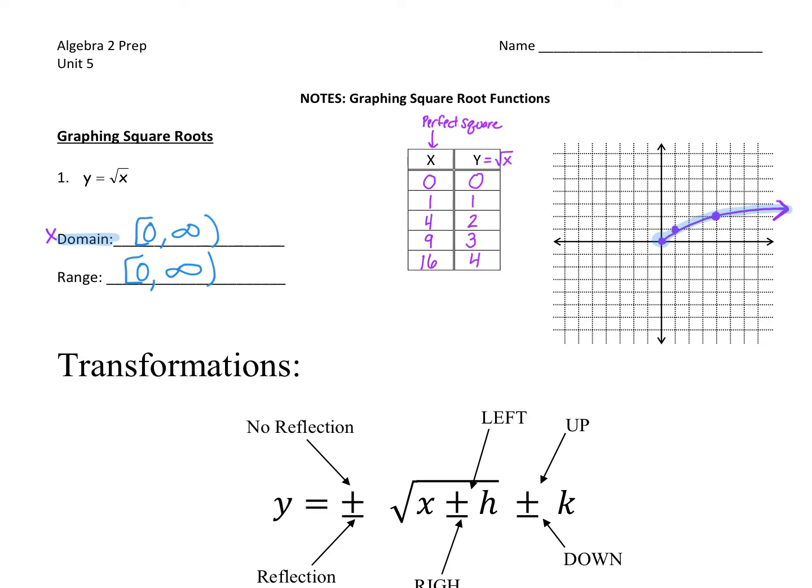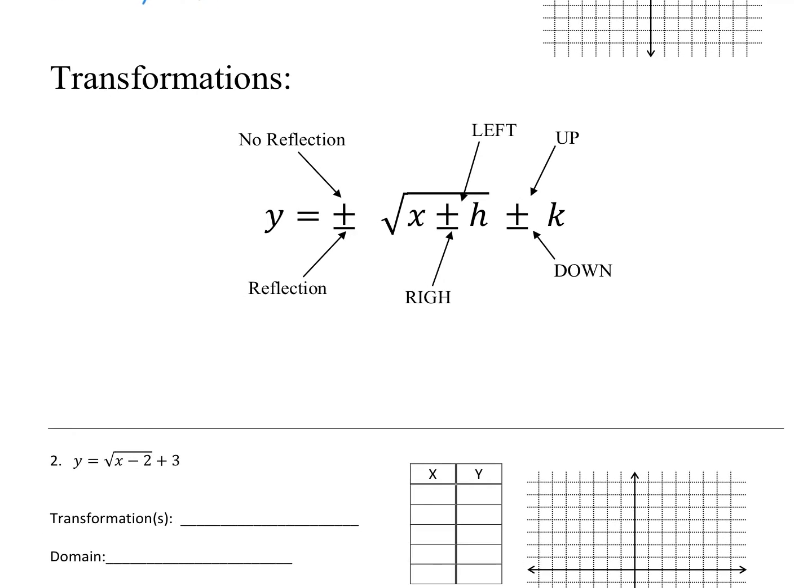All right, now let's look at square root functions where we have transformations. We've done transformations with absolute value functions, so now we're going to look at them with square root functions. If I have a plus or minus in the front, a minus in the front means it's reflected. That means instead of going up, it would go down like this. Plus means left on the inside, minus means right on the inside. Plus on the outside means up, minus is down on the outside.